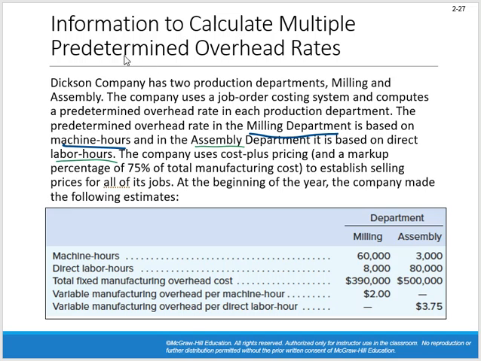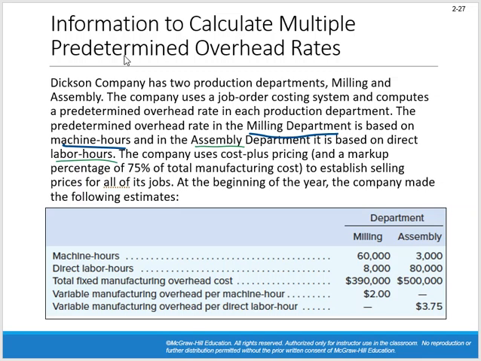The company uses cost plus pricing and a markup percentage of 75% of total manufacturing costs. So they're using this information to essentially price this job for their customer. So they're going to add up their manufacturing costs and mark it up by 75%. So we'll take a look at how to do that.